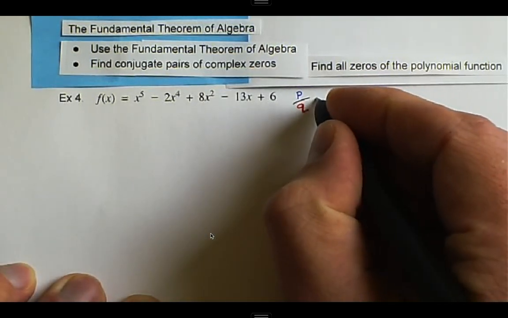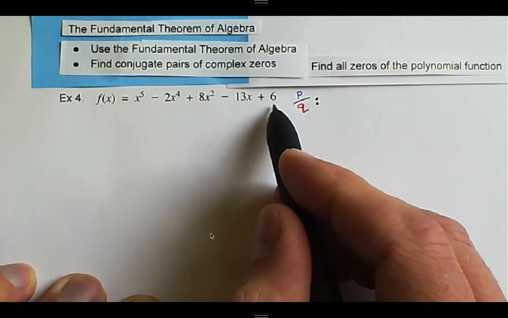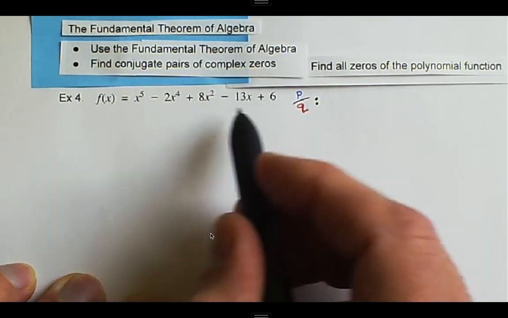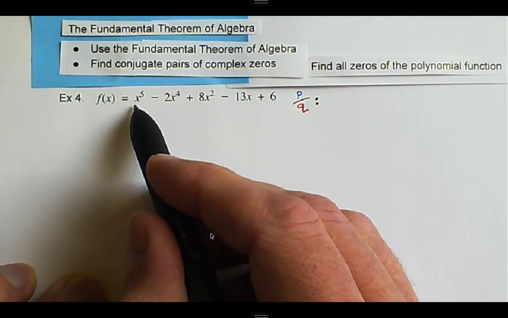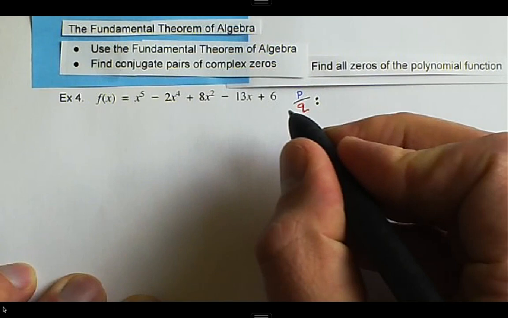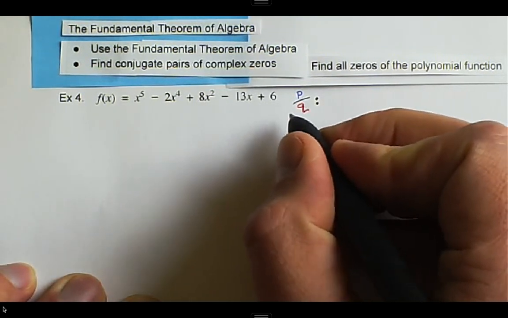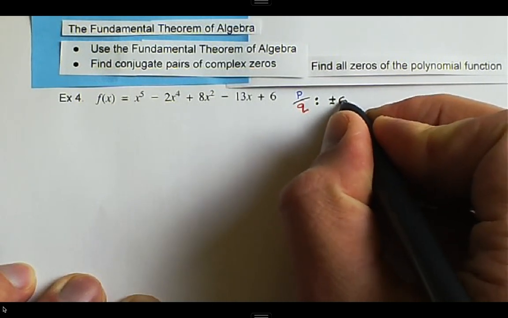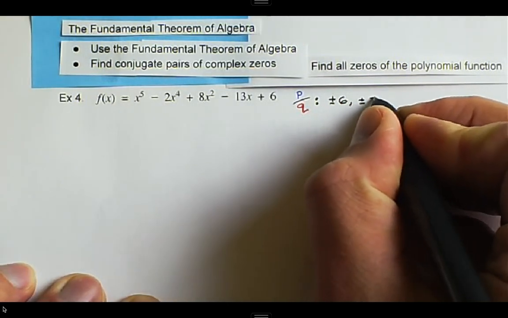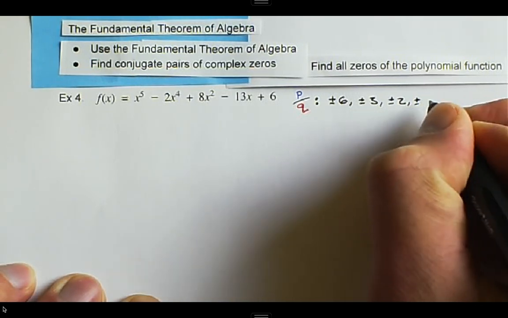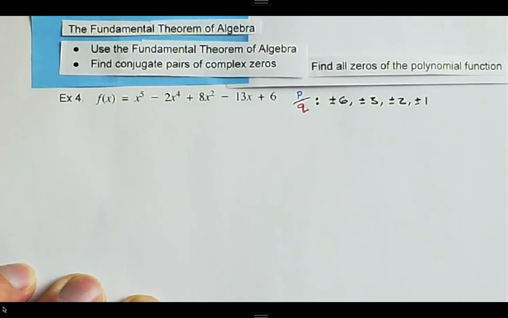And so we know that our P represents all the factors of our constant term, and our Q represents all the factors of our lead coefficient, which is 1. So in this case, that's not going to affect our possible factors. So we can just write down all the factors of 6. So we get plus or minus 6, plus or minus 3, plus or minus 2, and plus or minus 1. So those are all the factors that we can check.